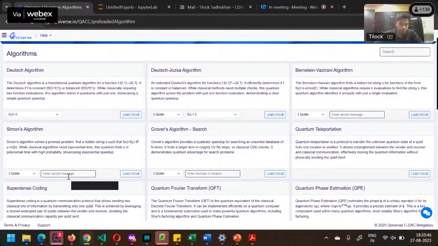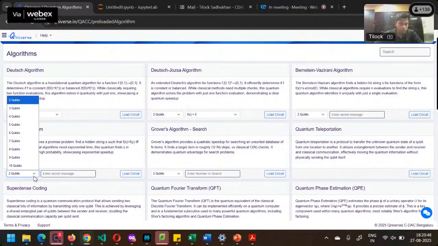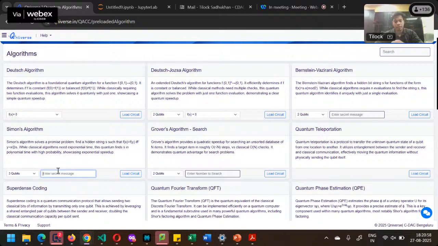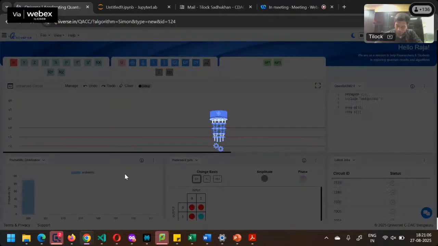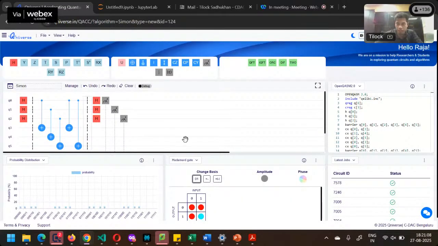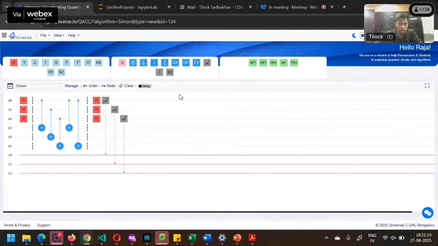I have given the example of an n equals 3 system, so I'll stick with that. Here I have a three qubit system, and my hidden bit string that I have assumed is 101. Now, if I load the circuit, this is my circuit, just like I have described. This is my oracle.